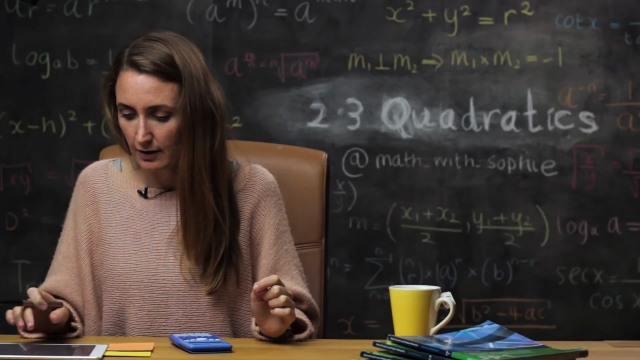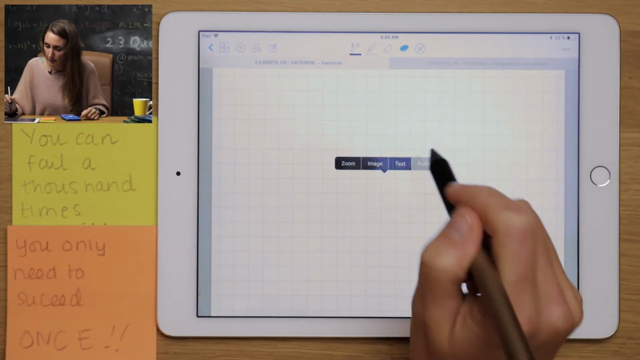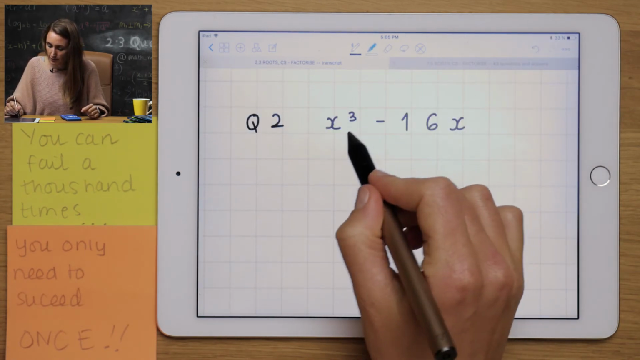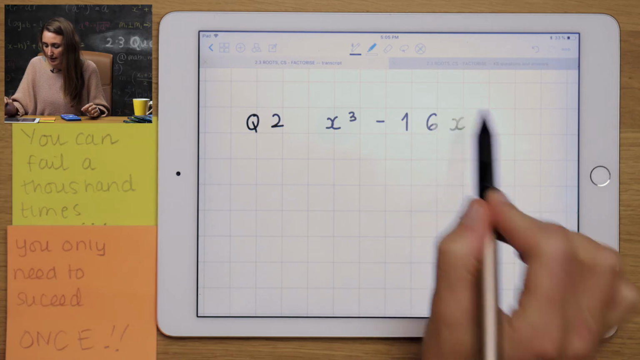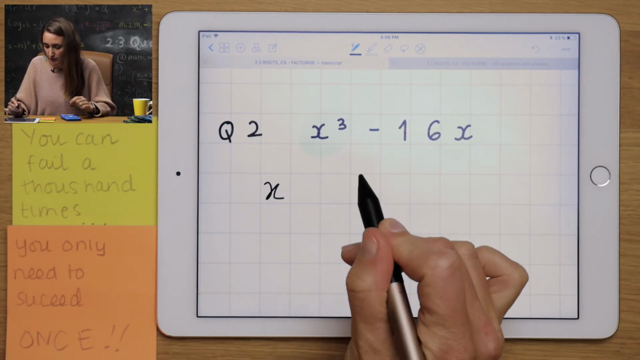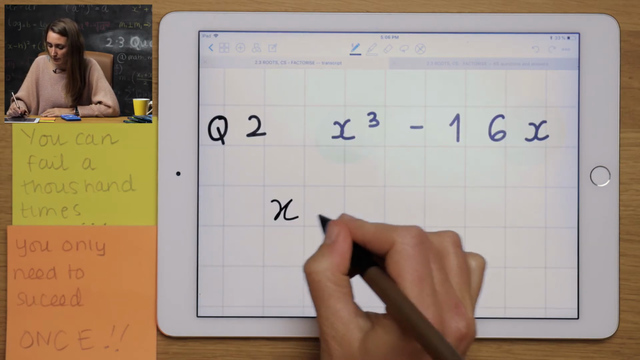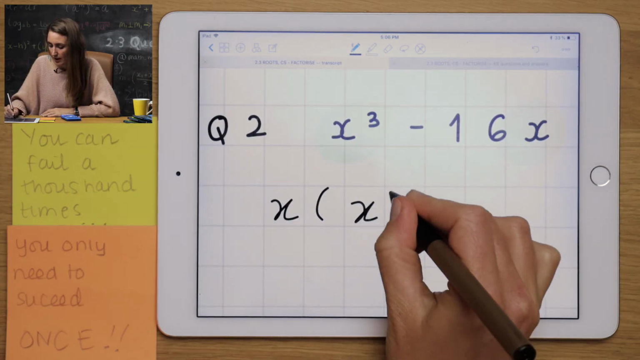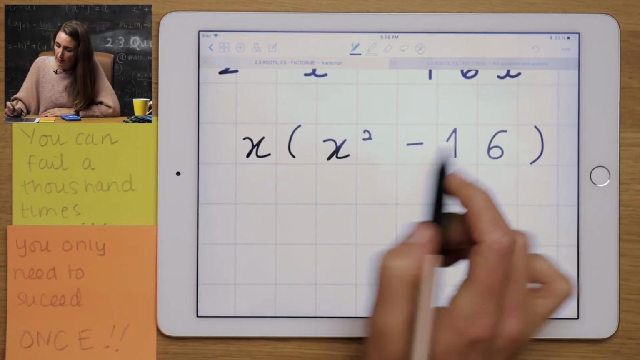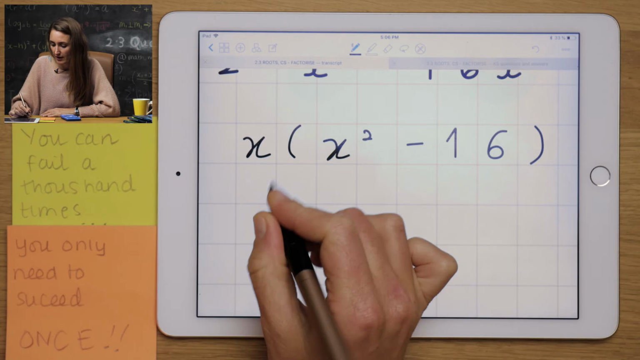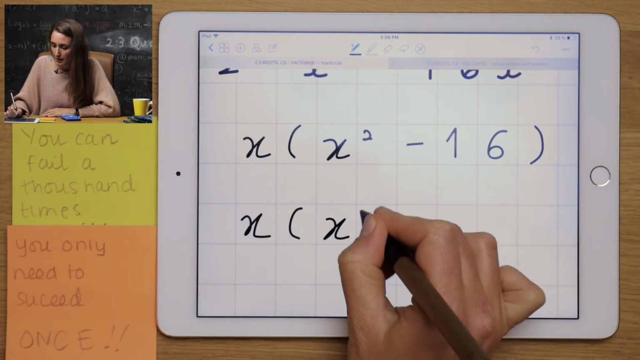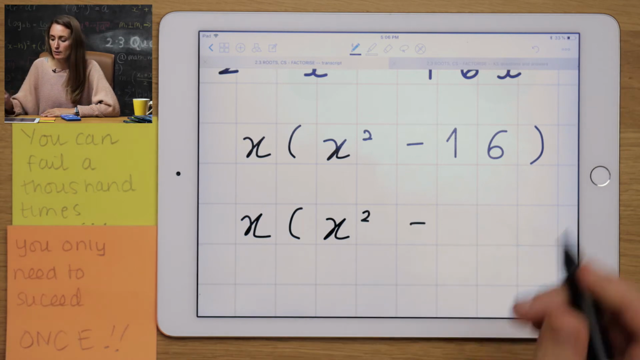Let's have a look at another example where we're asked to factorize. In this example as well, you can see that we can take out an x from both of these expressions. So you should always begin with factoring out any common factors. So that will leave me with x squared minus 16. Now this is a very special factorization called the difference of two squares, because 16 is a square number.